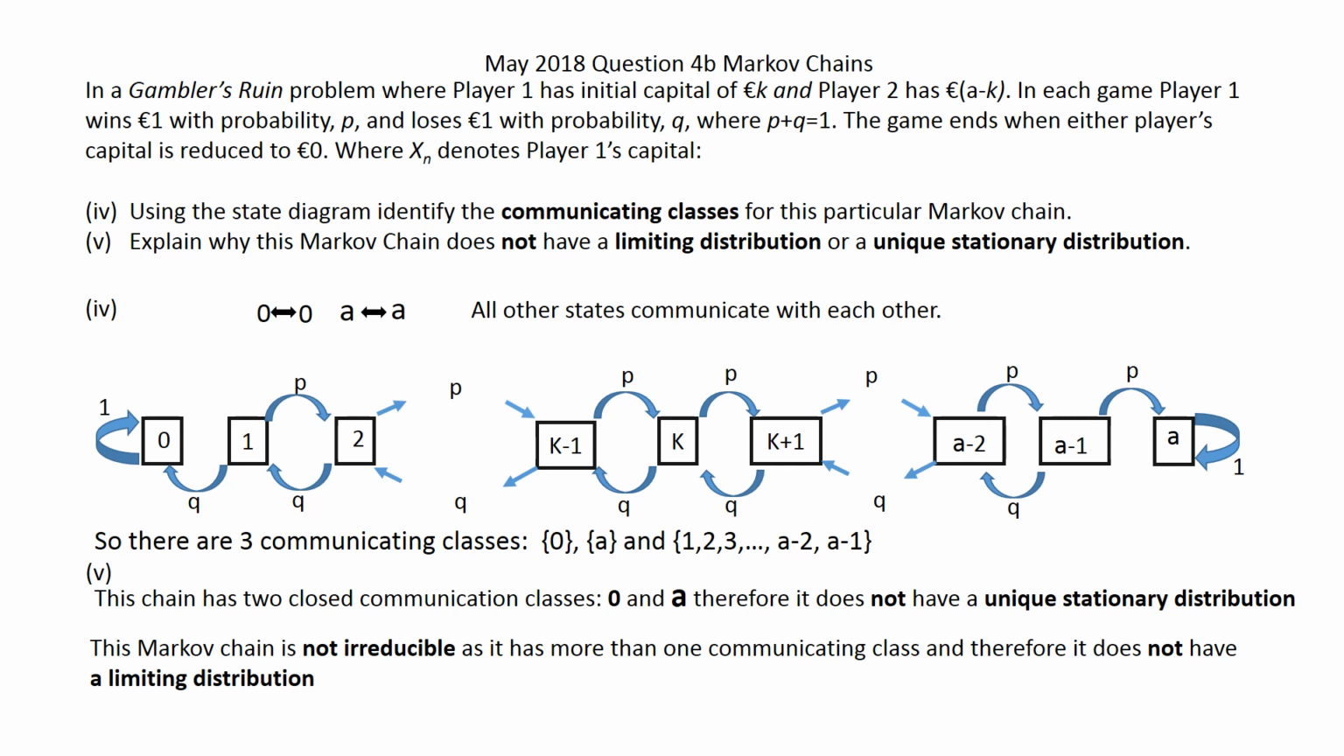That's part 4 done. Part 5: we have to find out if this chain has a unique stationary distribution. It has 2 closed communicating classes, 0 and A. Therefore, it does not have a unique stationary distribution. And then, does it have a limiting distribution? No, it doesn't, because it's not irreducible. It has more than one communicating class, so it's not irreducible, so it doesn't have a limiting distribution. Thank you. Finished.